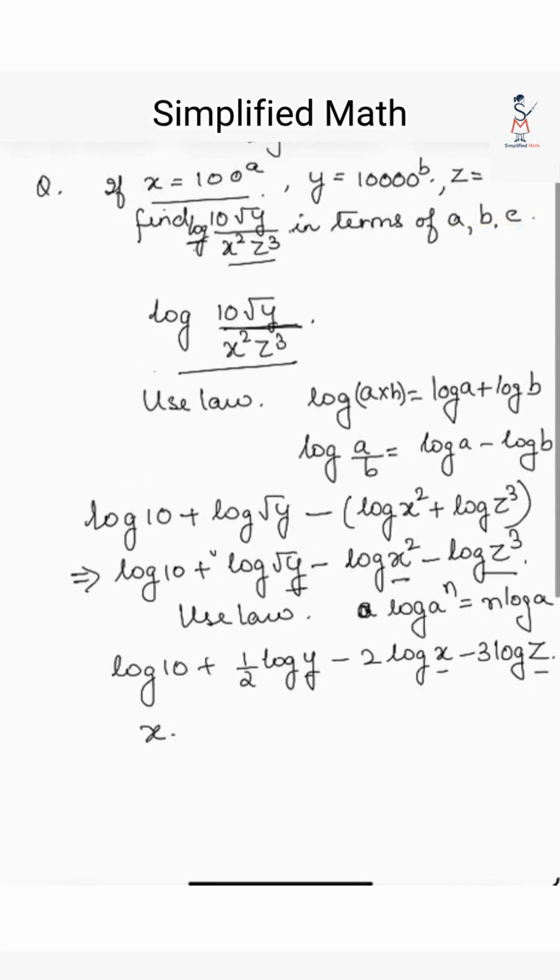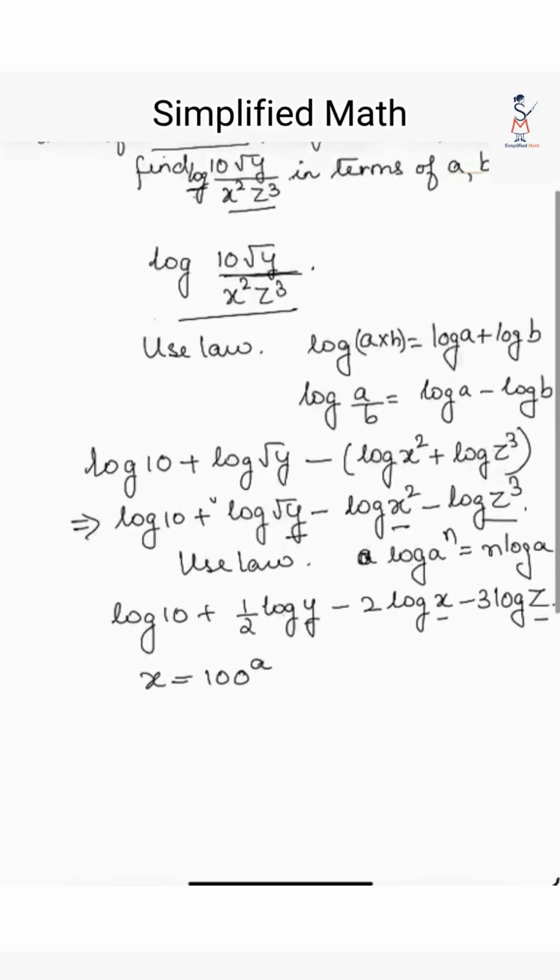What we have with us: x is equal to 100 raised to the power a. Now this can also be written as 10 raised to the power 2 into a, that is 10 raised to the power 2a. 100 as 10 raised to the power 2 and then multiplied with a, that becomes 10 raised to the power 2a. Now changing this into log form.